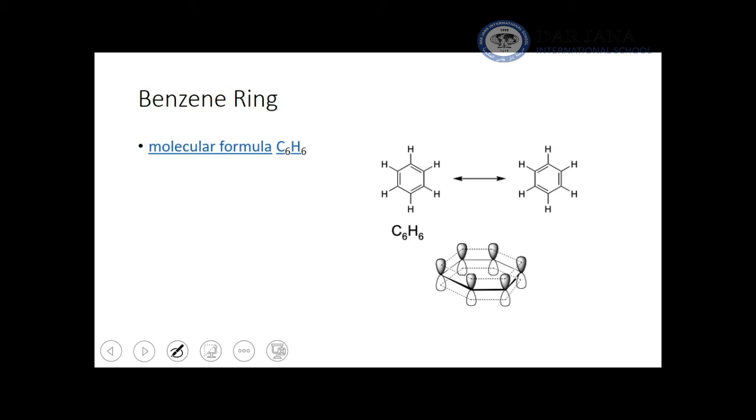Benzene ring. Benzene ring is an organic chemical compound with the molecular formula C6H6. The benzene molecule is composed of 6 carbon atoms joined in a ring with 1 hydrogen atom attached to each.